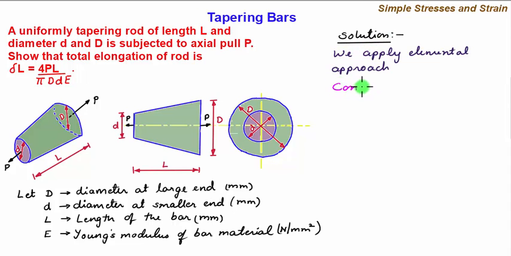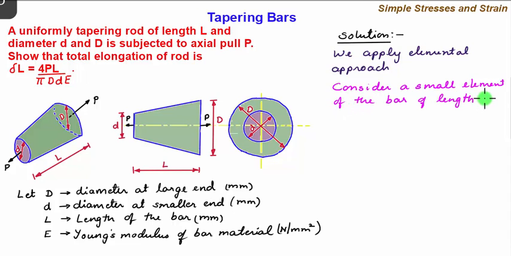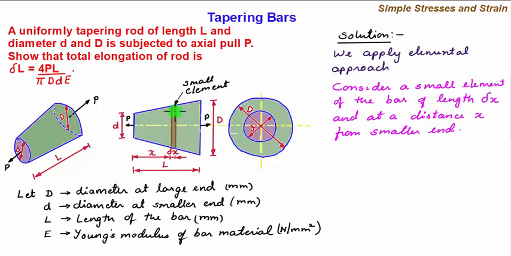Consider a small element of the bar of infinitesimal length delta x and at a distance x from the smaller end. So this is a small element on this bar which is at a distance x from the small end and of length dx. This dx is very small, so we can assume the small element to be a section. The diameter of this element is given as d plus capital D minus small d by L into x.